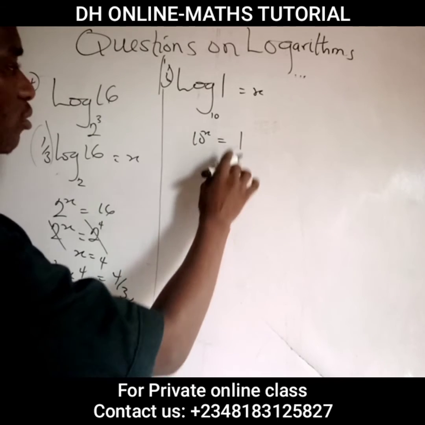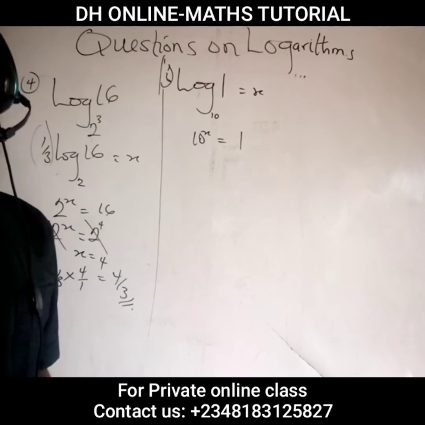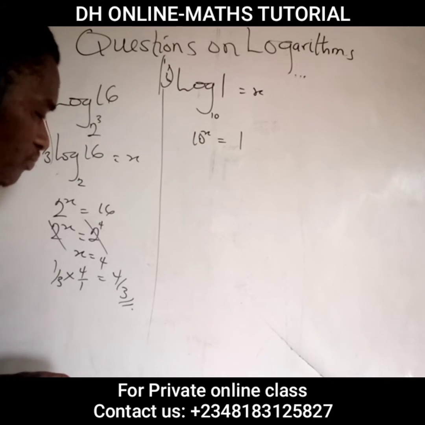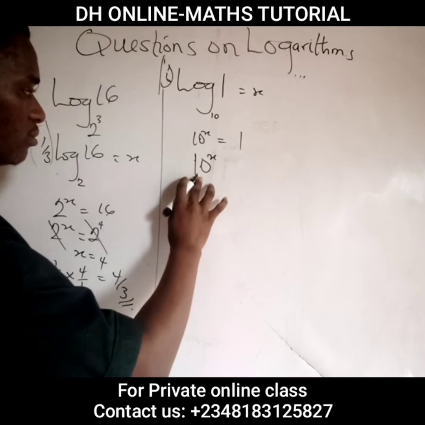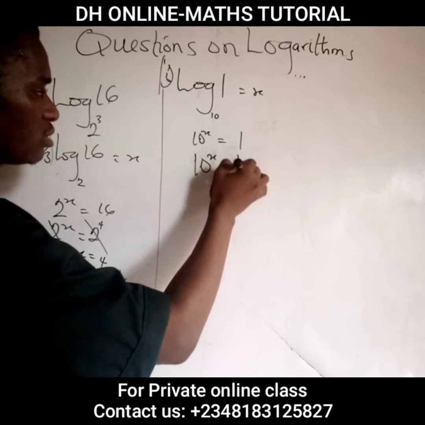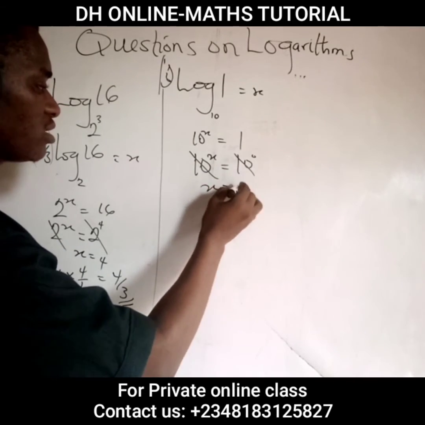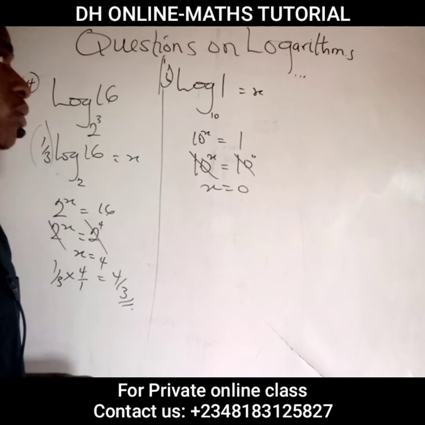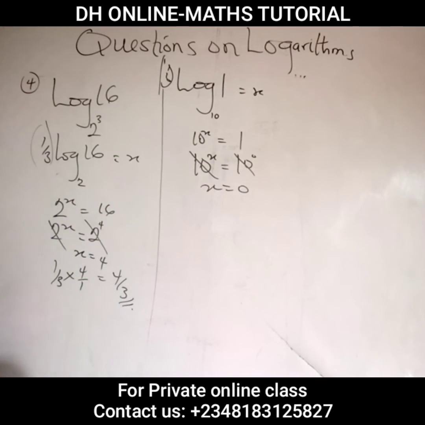Now remember that what gave us this one is the fact that in indices we are told that whatever is raised to power 0 is 1. So we're going to import that kind of indices law here by saying 10 to the power of x equal to 10 to the power of 0. So that means this and this has gone. So we have x equal to 0. You can see this. That's why we're saying when we have log 1 to any base, it is equal to 0. So let's move and solve more questions.